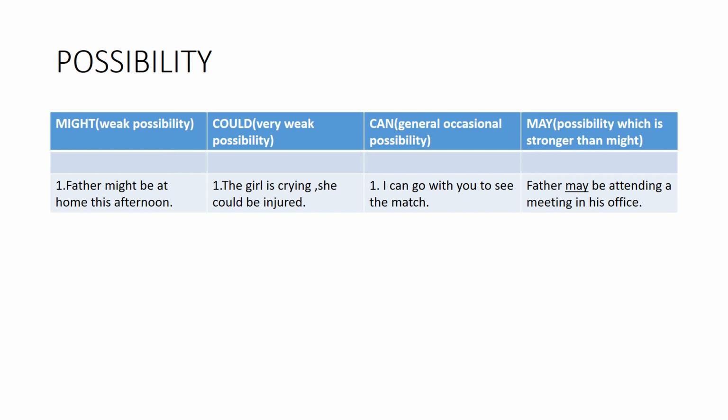In column 3, I can go with you to see the match. Can indicates general and occasional possibility. In column 4, father may be attending a meeting in his office. May indicates possibility which is stronger than might.